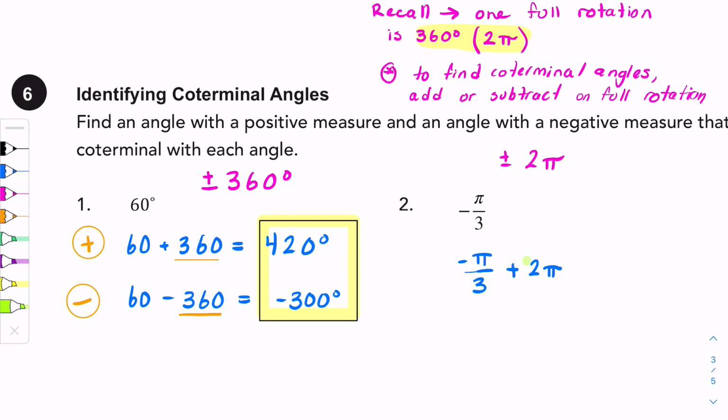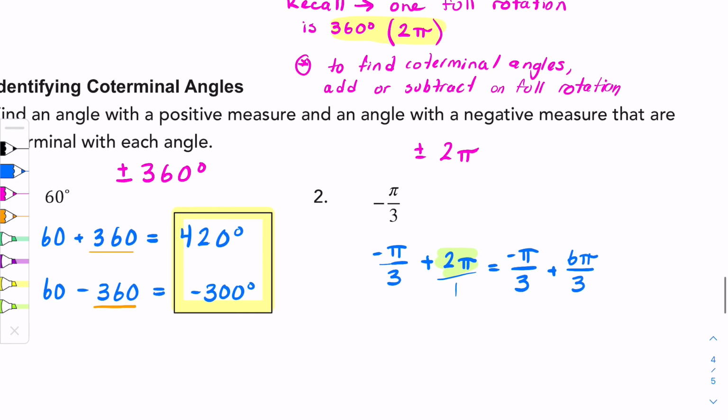Let me write this again. So negative pi over 3. Instead of adding 2 pi, we're going to convert to a common denominator, which is 3. So if you have 2 over 1, multiply the top and bottom by 3, you have 6 pi over 3. Now you add these together, you add only your numerators. So negative pi plus 6 pi is 5 pi over 3. There's your positive coterminal angle, and we found that by adding 2 pi.